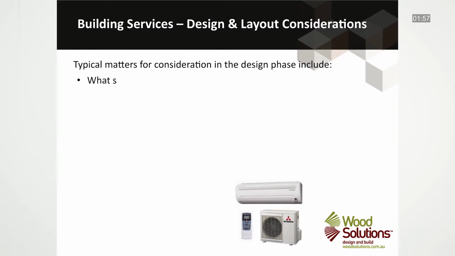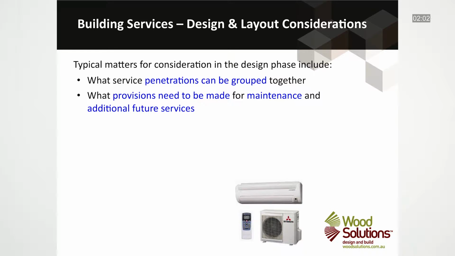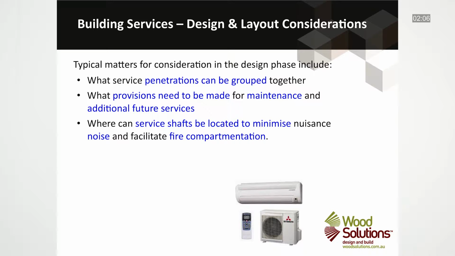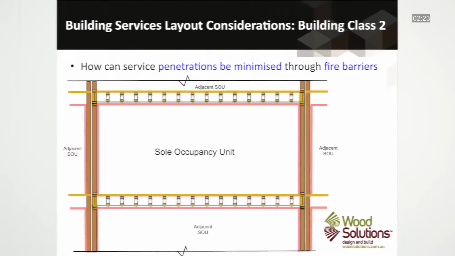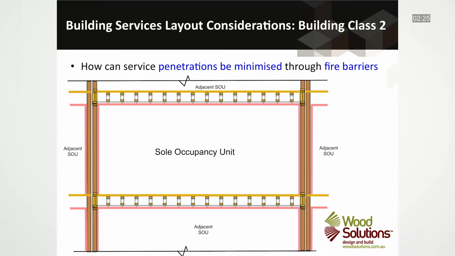Typical matters for consideration in the design phase include the following: what service penetrations can be grouped together, what provisions need to be made for maintenance and additional future services, where can service shafts be located to minimise nuisance noise and facilitate fire compartmentation. And in residential buildings, will each SOU be serviced by self-contained heating and air conditioning systems, or will centralised systems be provided? Another key matter for consideration is how service penetrations can be minimised through fire barriers to ensure the integrity of the fire-protected timber elements is maintained.